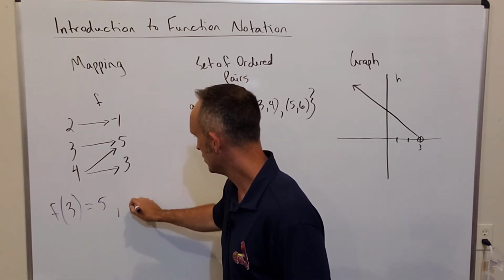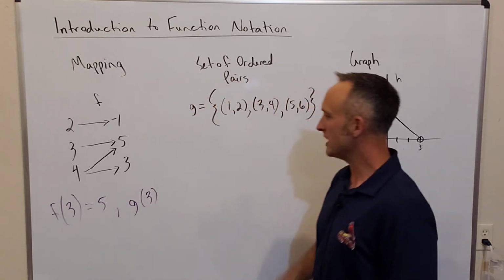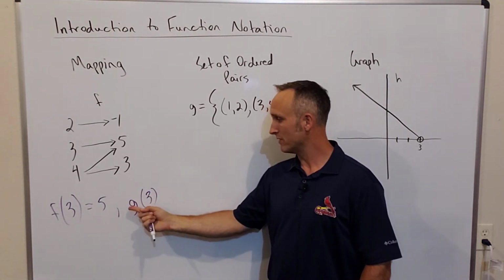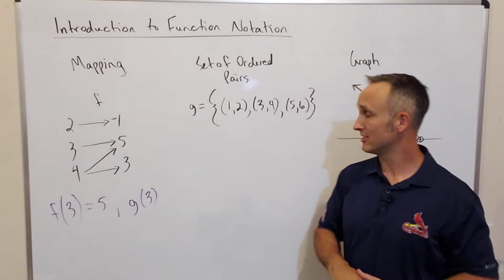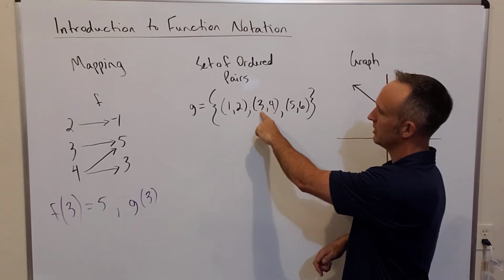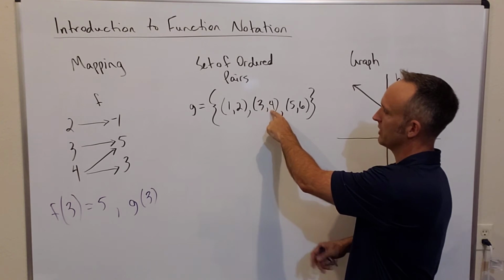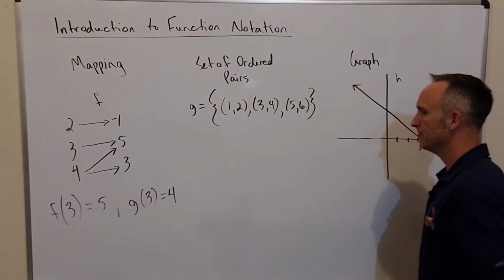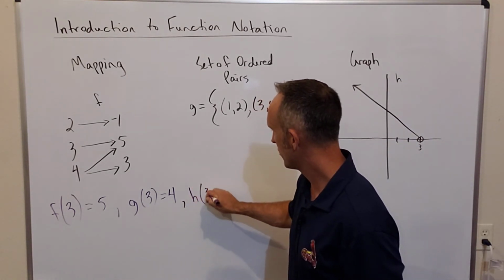Now let's look at g of 3. g of 3 means this is an output, the output of the g function or the g relation when the input is 3, when x is 3. So we scan our ordered pairs looking for an x value of 3. Here we go. And the y value associated with that, or the output associated with that, is 4. So g of 3 equals 4.